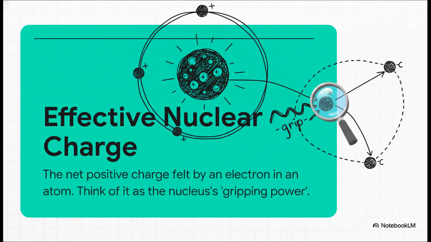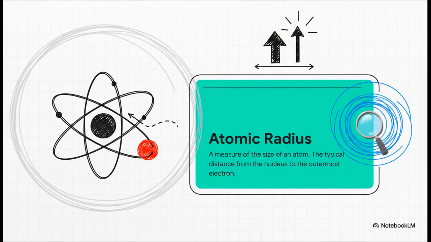I know, it's a fancy term, but all it really means is the gripping power of the nucleus. The more protons you have in the nucleus, the stronger it pulls on those outer electrons. If you get this one concept, almost everything that follows is going to make perfect sense. Our first trend is a simple one: size.